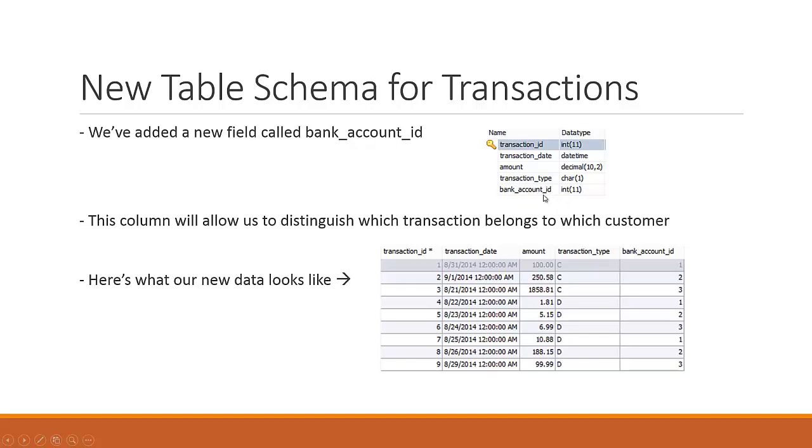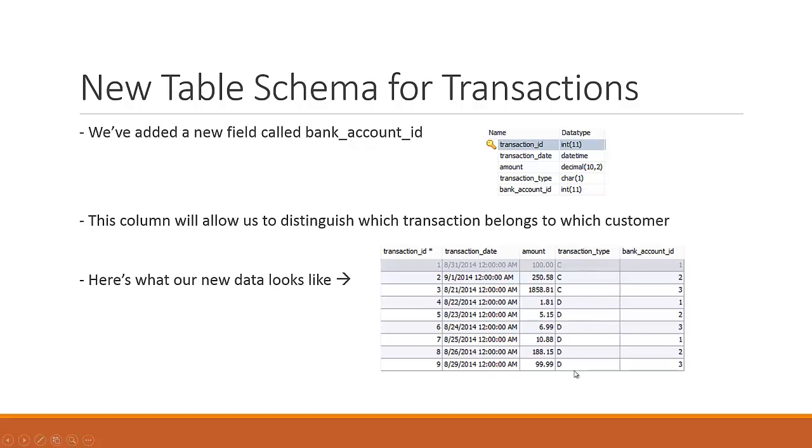Okay, so a bank account ID is just a representation of a particular bank account, and for this scenario, we can assume that every single customer has their own unique bank account ID and not more than one bank account ID. That's not something that I put into this as a restriction, but that's just something that we'll assume going forward. So here's what our new data will actually look like.